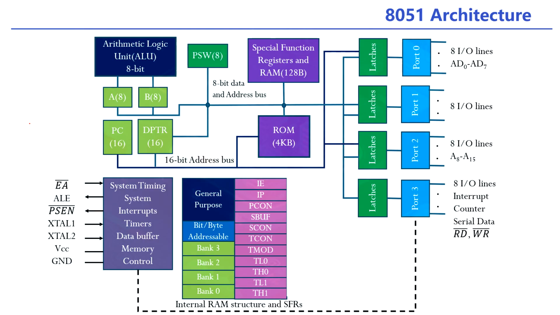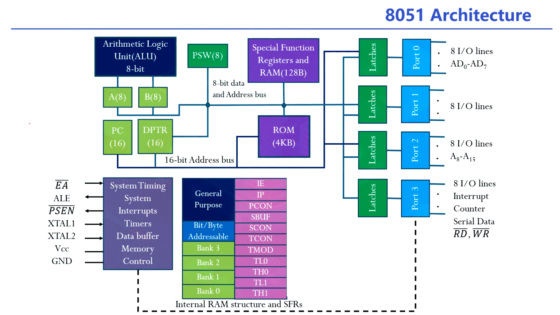It is also used to hold 8-bit data. PC is nothing but the program counter, which is used to point to the address of the next instruction, so it is always a 16-bit register. DPTR is the data pointer, which is also a 16-bit register. And the program status word is used to store the status information of the processor.